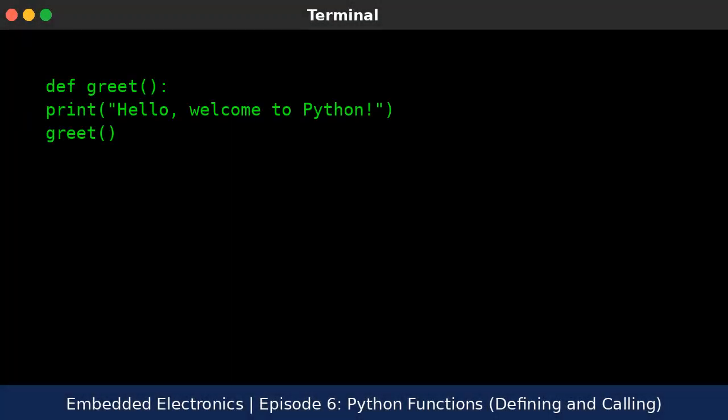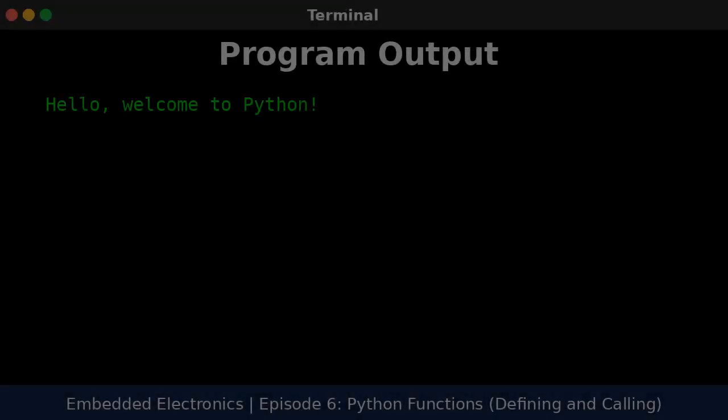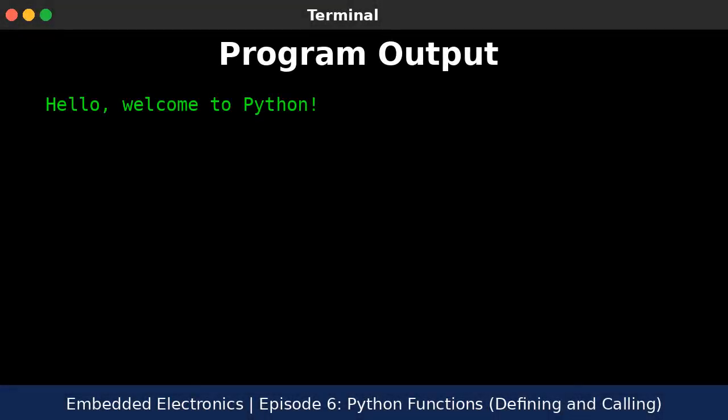This example defines a simple function greet which prints a welcome message when called. The output of example 1, simple function definition and call is as follows. Hello, welcome to Python.